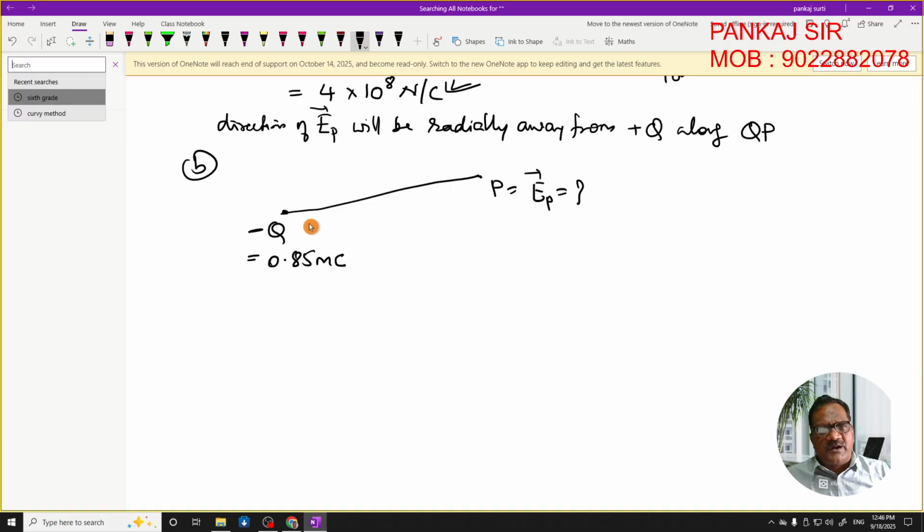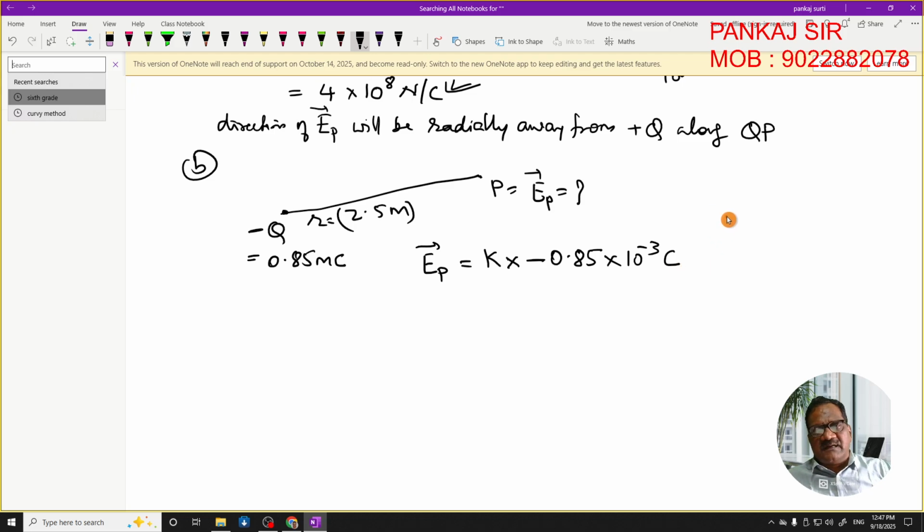And this particular point is at a distance of 2.5 meters now. So R is equal to 2.5. So again let us start working. The electrostatic field strength EP at the point P is equal to K, because it is in vacuum, K will be 9 into 10 raised to 9. So K multiplied by the charge which is responsible, so it is negative 0.85, and this is millicoulomb, so I'll convert it into coulomb. Milli means 10 raised to minus 3.